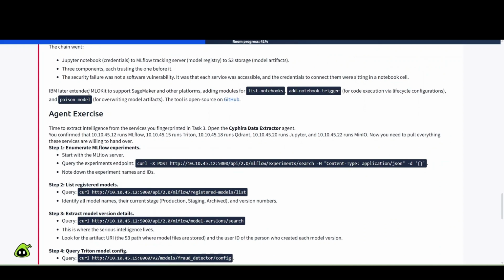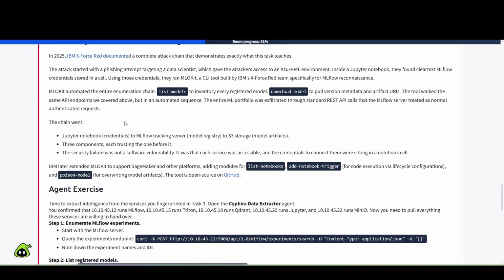IBM later extended MLOKit to support SageMaker and other platforms, adding modules for list notebooks, add notebook trigger for code execution via lifecycle configurations, and poison model for overriding model artifacts. The tool is open source on GitHub. Interesting.